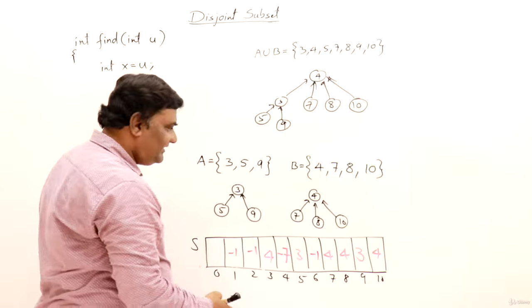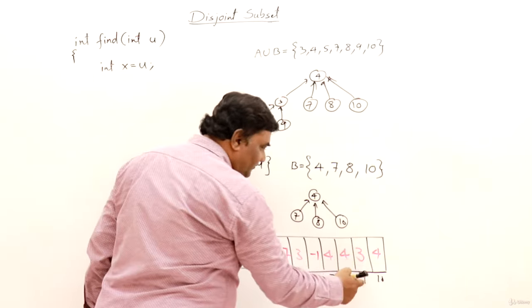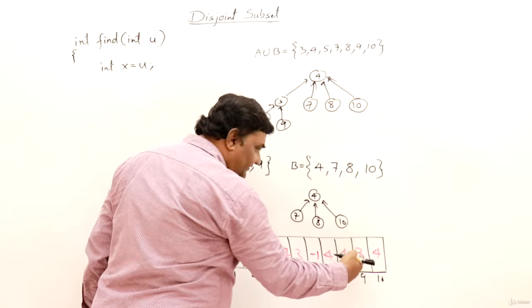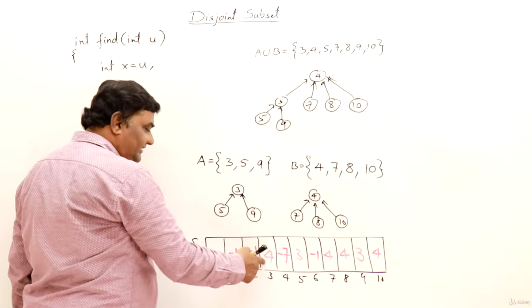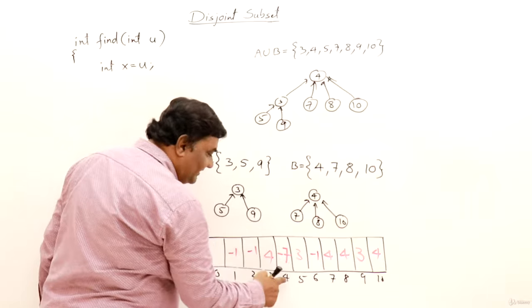So how to check it in an array? Go to 9, take the value here, S of 9. Go to 3, take S of 3. Go to 4, take S of 4. And if it is negative, stop and take this one.